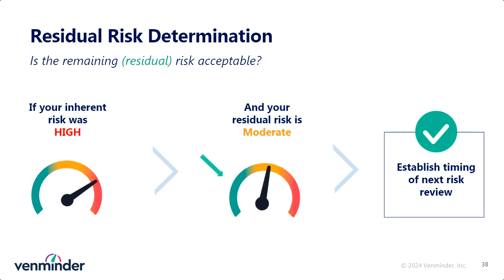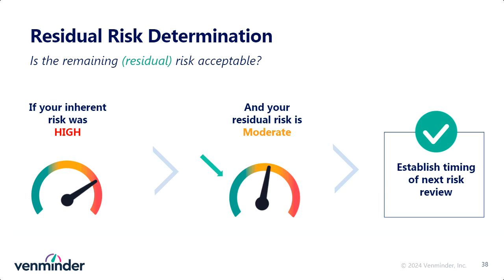The second example is more common, where you might start with a high level of inherent risk and then apply those mitigating controls so the residual risk is reduced to a moderate level. If that moderate risk rating is acceptable for your credit union, you can then decide on the timing for your next risk review. But remember, the timing will still be based on the inherent risk.